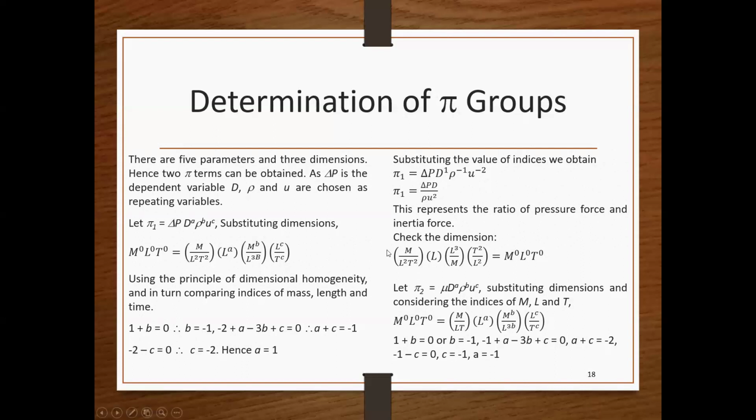So there are only two pi terms. M minus N.